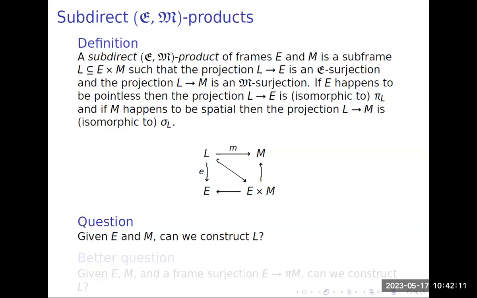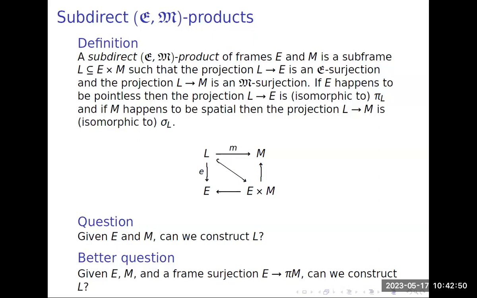So this immediately raises, I think, a question, and that is, if someone walks in the door with a pointless frame E and a spatial frame M, can I build an L which realizes this diagram? Actually, that's not quite the right question because of this arrow at the bottom. So suppose now we're given both the pointless frame E, the spatial frame M, and a frame surjection from E to pi M. That is the ligature. Suppose I'm given the pointless part, the spatial part, and the ligature. Can we then construct the L?